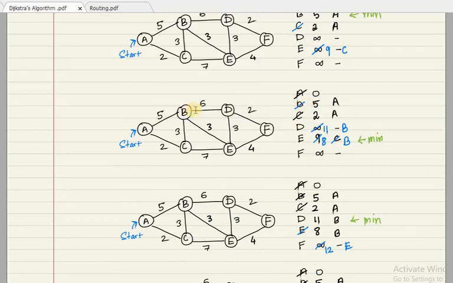From B, how many links are there? We have this link, this link, this link and this link, right? However, A and C are already visited, as you have just known earlier. So now we are going to concentrate on B and E and B and D. Let's try to concentrate on maybe D.